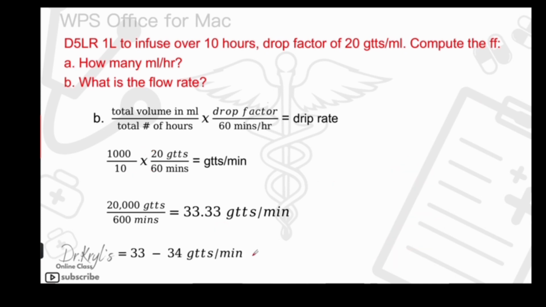So, it can be 33 to 34 drops per minute. Actually, meron kayong makikitang doctor's order na sasabihin, infuse the 5 LR 1 liter to run at 33 to 34 drops per minute. Ayan siya. Because na-compute na yan ni doctor na it run for 10 hours. Okay, question. Madali lang, di ba? So, ayan.